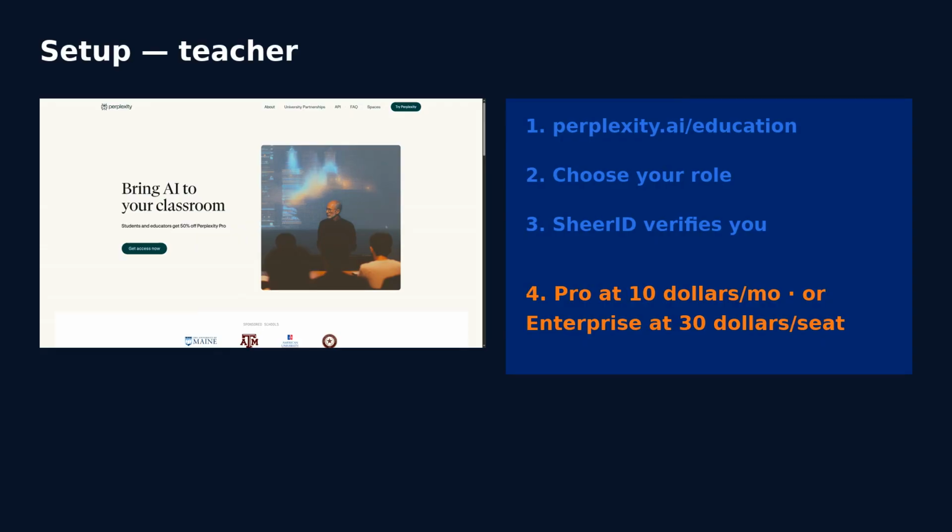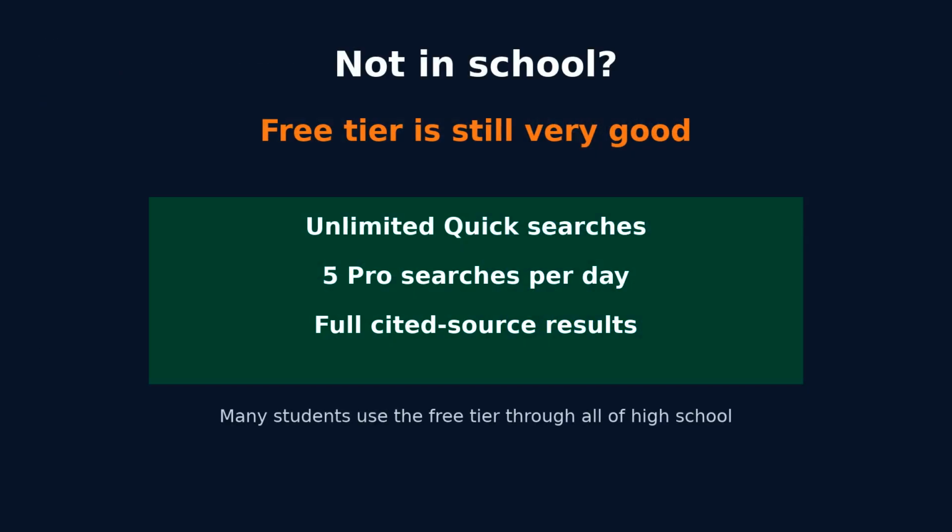The free tier of Perplexity is still very good. You get unlimited quick searches, 5 Pro searches a day, and full access to the cited source results. Many students use the free tier all the way through high school without paying.